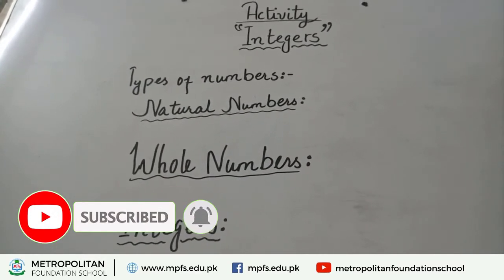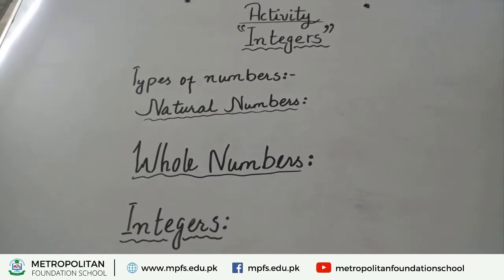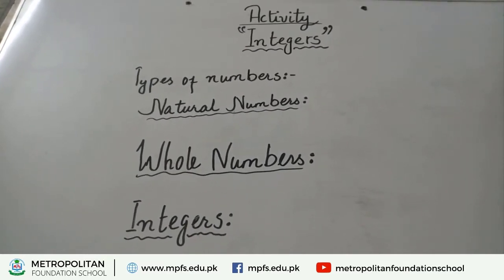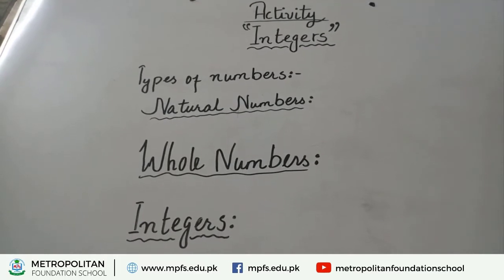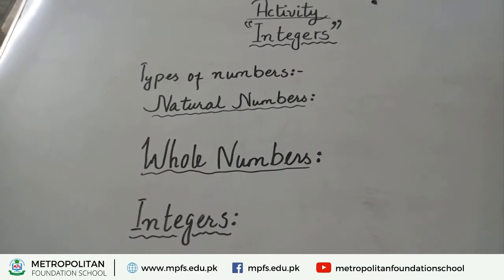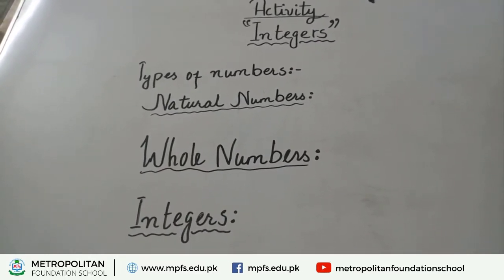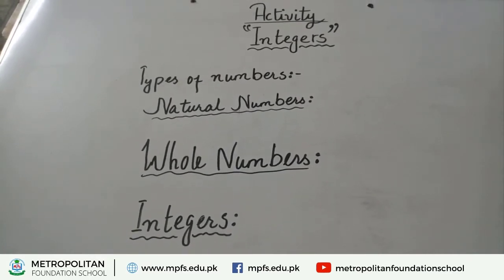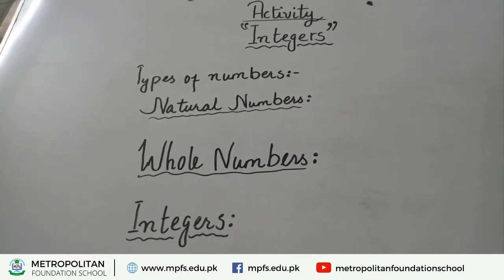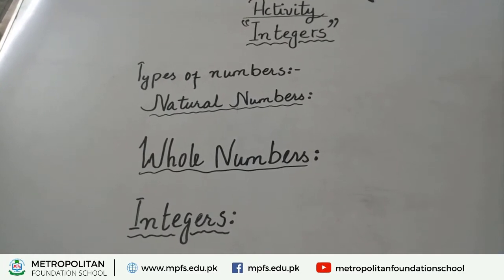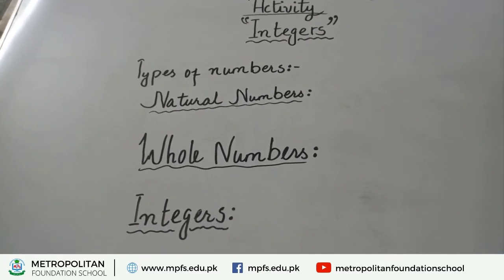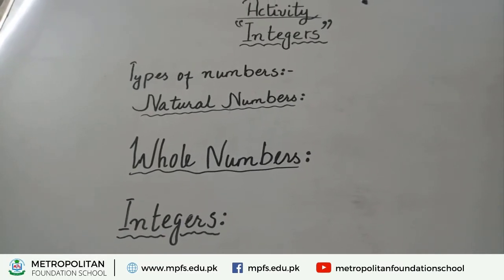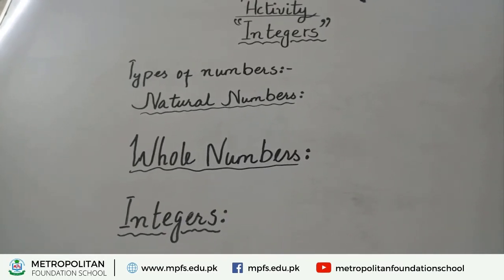Types of numbers, as you all know very well, that numbers are 1, 2, 3, 4, 5 and so on. Now here I have natural numbers, whole numbers and integers. In this session I will give you a short review about natural numbers and whole numbers, and we will study integers deeply. First, as you all know about natural numbers.